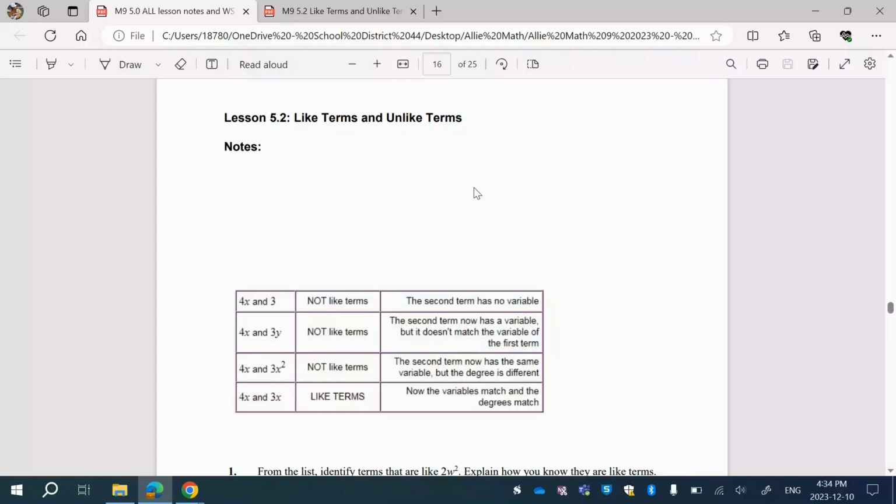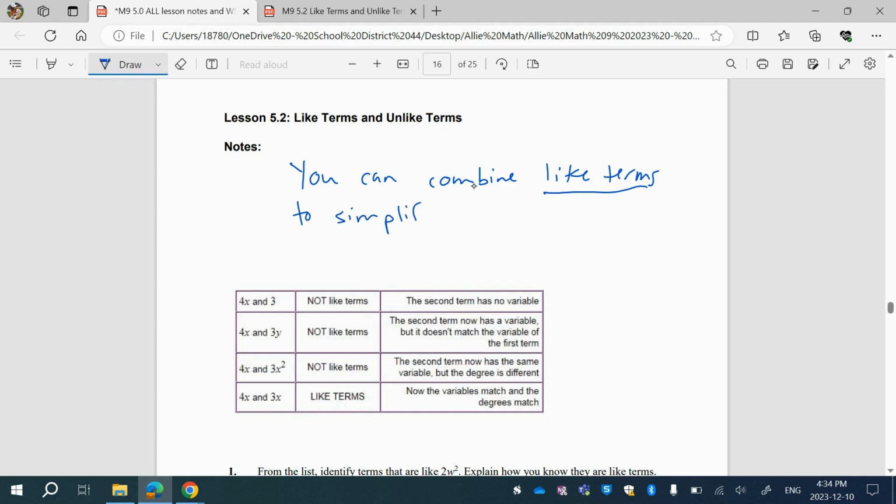Hello, everybody. Here we are, 5.2. We're looking at like terms and unlike terms. And the notes for this is just that you can combine like terms. It's kind of just like same terms to simplify polynomials.